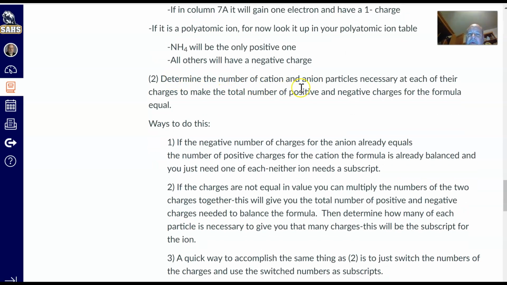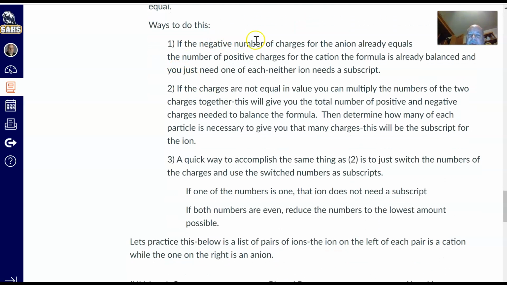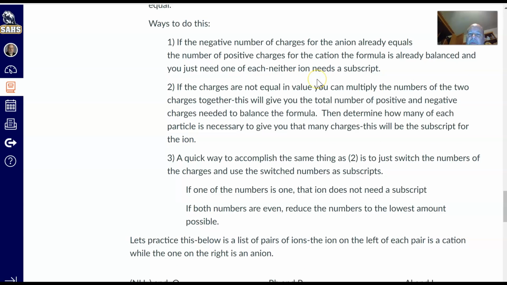Then we're going to determine the number of cation and anion particles necessary at each of their charges to make the total number of positives and negatives equal. Okay, I have to have the same number of positive charges for my cations as I do for my anions. And we've got several ways to do this, and we'll illustrate these. If the negative number of charges for the anion already equals the number of positive charges for the cation, the formula is already balanced and you just need one of each. Neither ion needs a subscript.